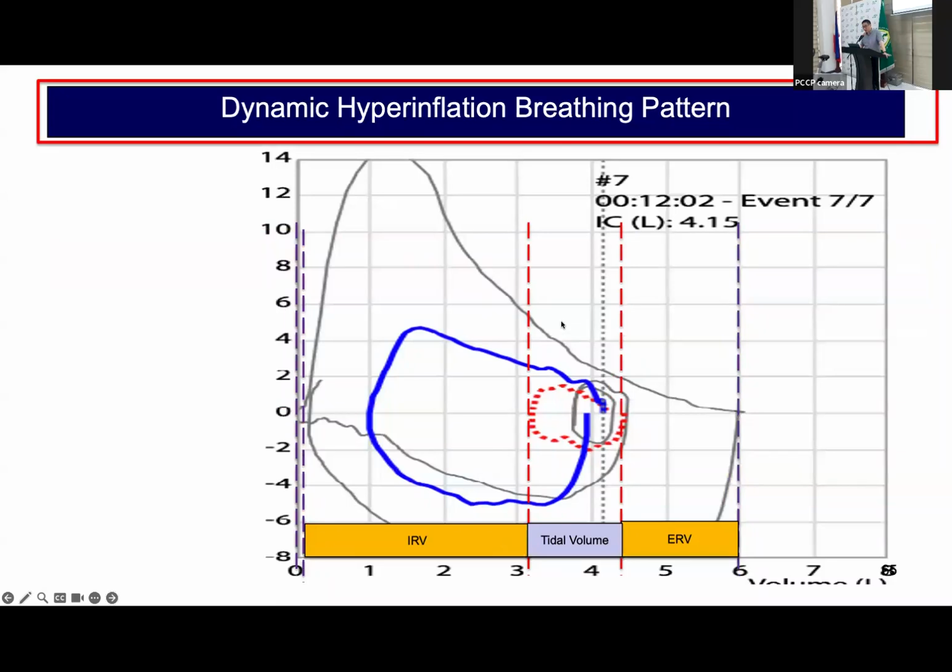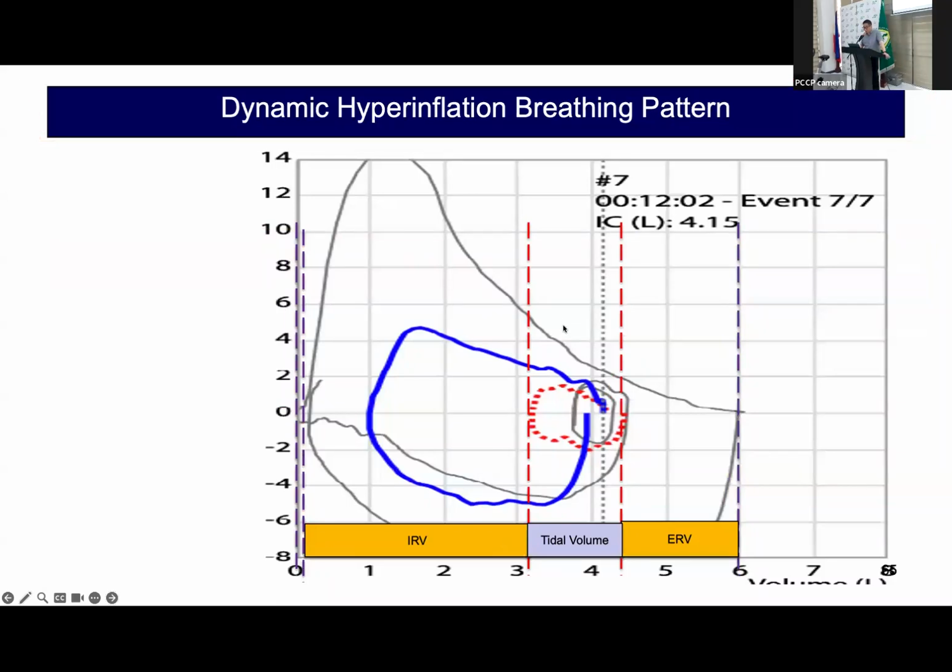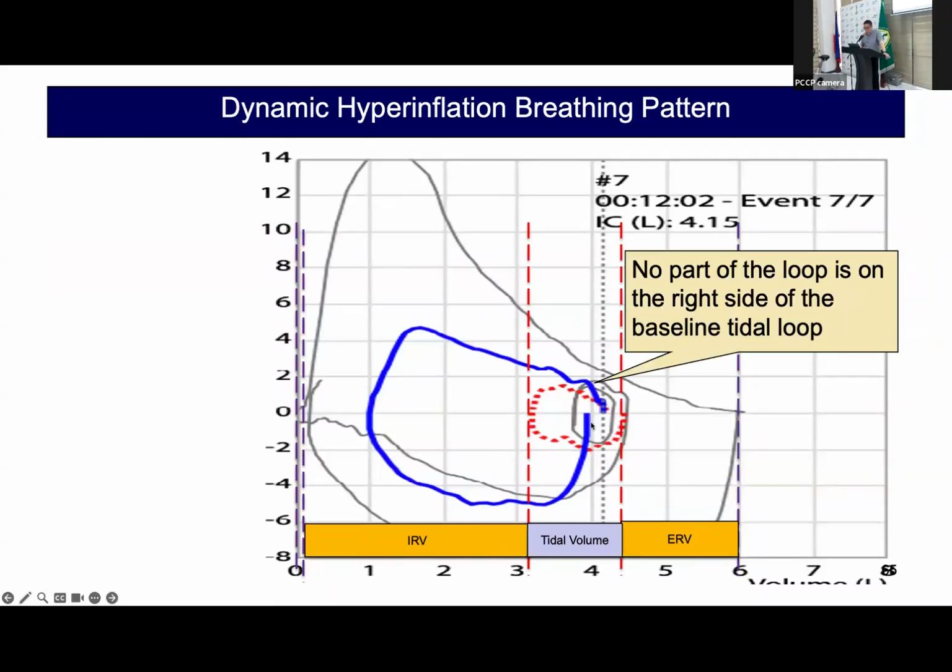Okay, so this is a loop showing dynamic hyperinflation. What's abnormal? No part of the loop is on the right side of the red one. Means that he is not recruiting his expiratory volume. Hindi siya maka-expire maximally. May air trapping. That's why it's called dynamic hyperinflation.